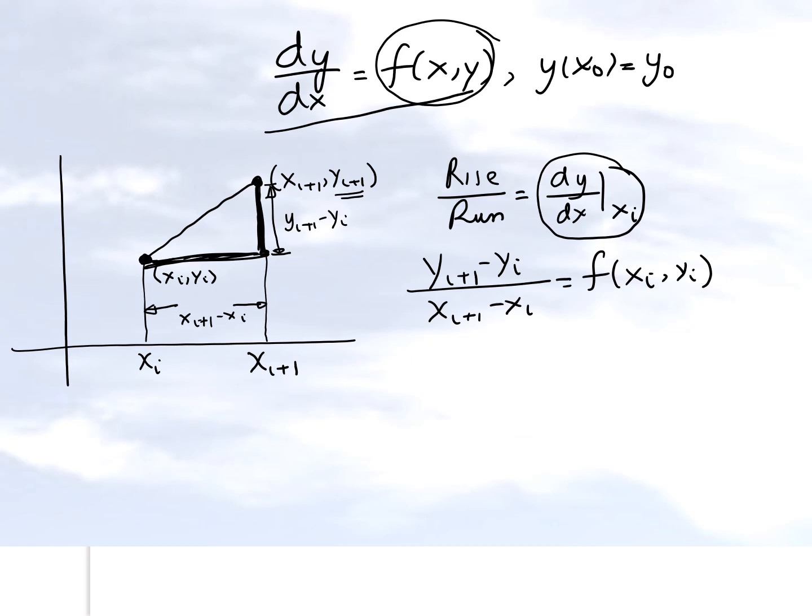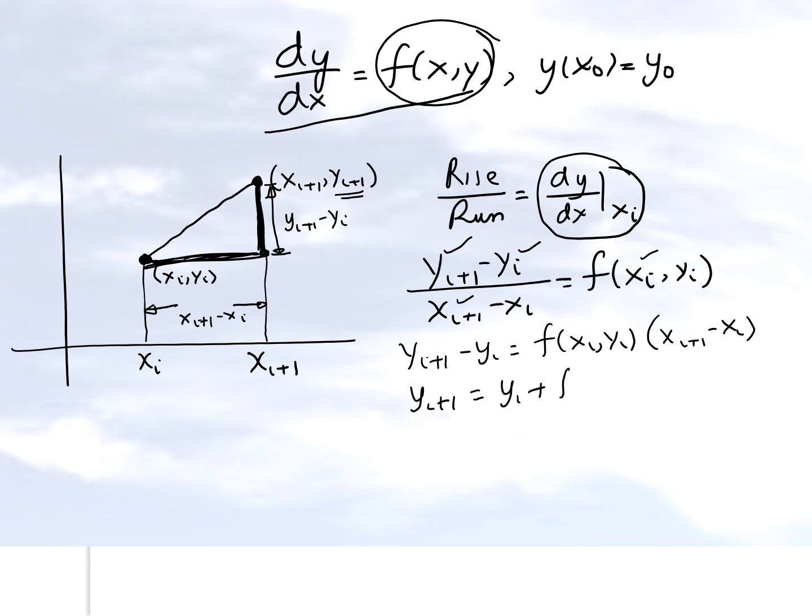Since we have that, the only unknown here is y sub i plus 1, because x sub i and x sub i plus 1 are something we chose. They are independent variables. y sub i is known from the previous step. So let's calculate what y sub i plus 1 will be. y sub i plus 1 minus y sub i will be equal to this quantity right here. And if I want to write the expression for y sub i plus 1, it will turn out to be this.